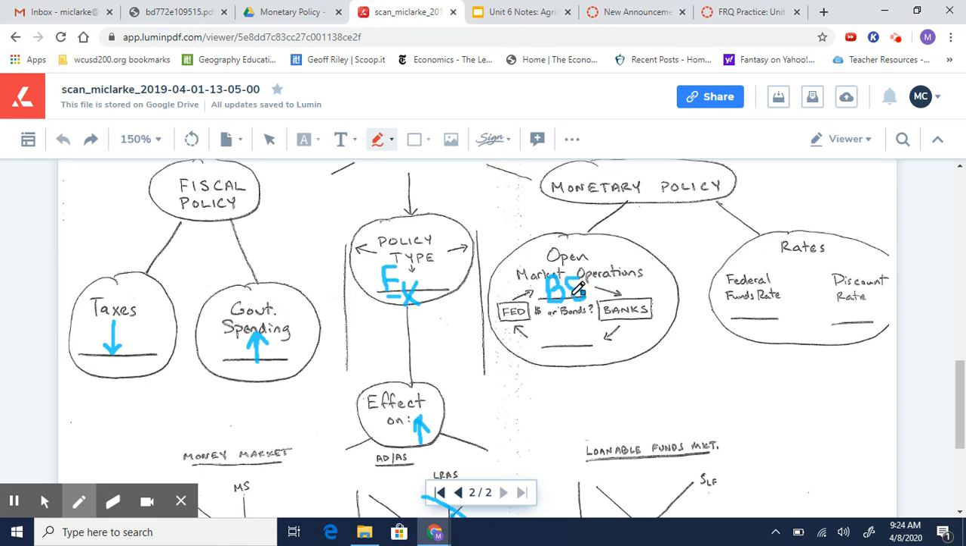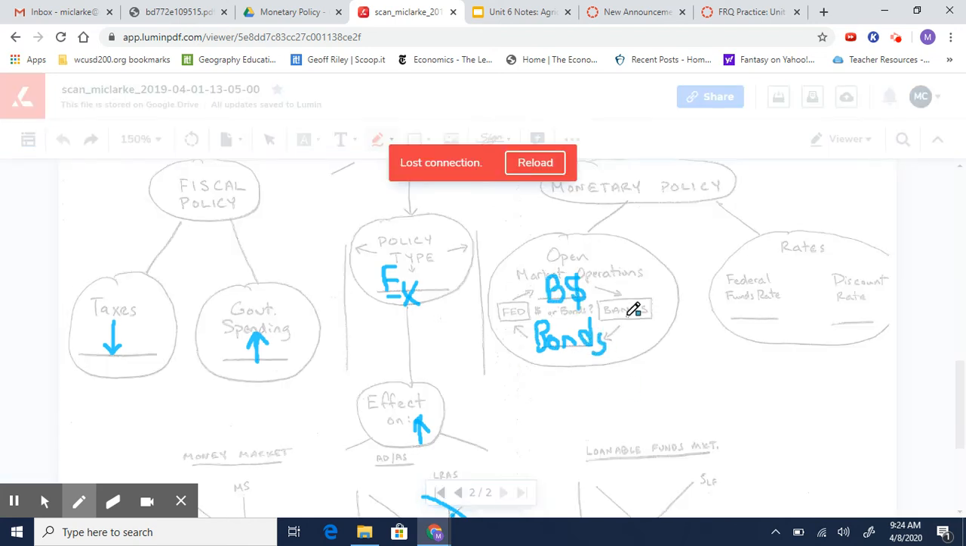So they're going to give, that's a B for buy, and then there's the money sign. The Fed is going to give money to the banks, and in return, banks. Money is going to go from the Fed to the banks.